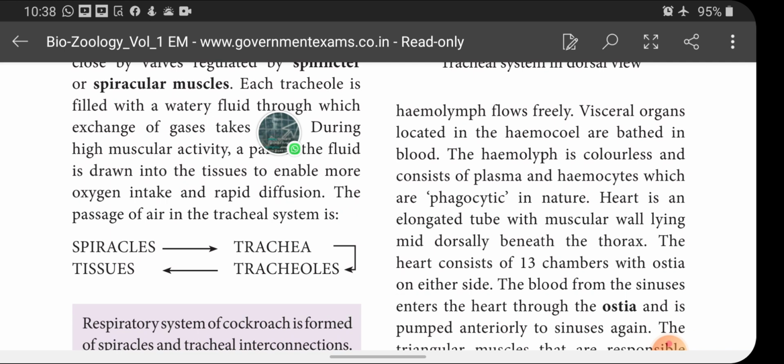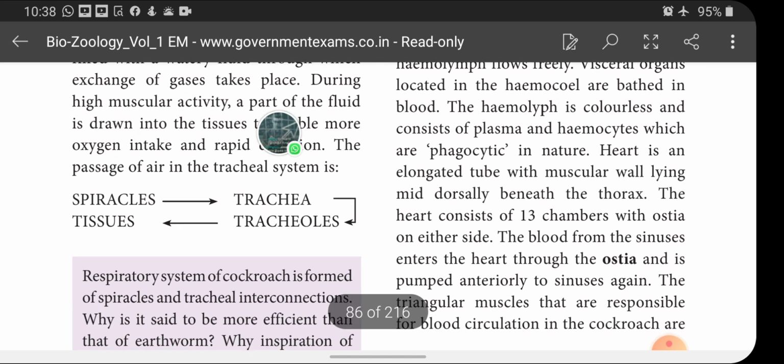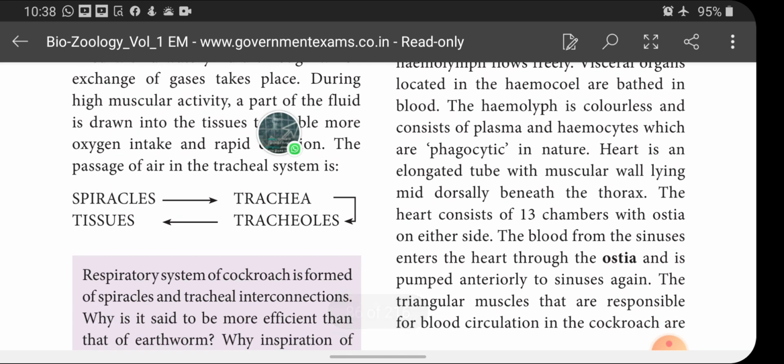Visceral organs. What is meant by visceral organs? The organs which have essential functions in our body are called visceral organs. Visceral organs located in the hemocoel are bathed in the blood. The hemolymph is colorless and consists of plasma and hemocytes, which are phagocytic in nature.